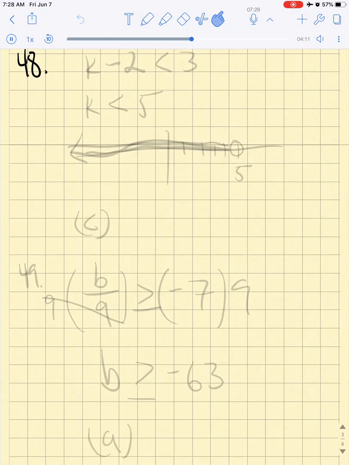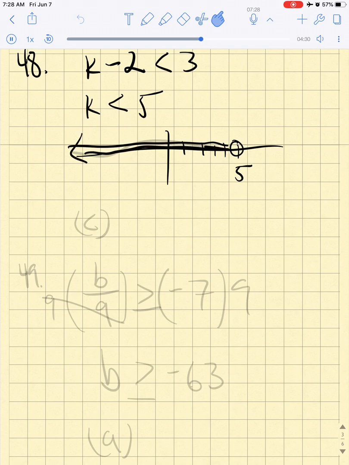Inequalities with graphing. k minus 2 is less than 3. Solve for k. k must be less than 5. So we graph 5, 1, 2, 3, 4, 5, and we make an open circle, and it's everything below that. Okay? So which one is that? That's choice C, 48. 49.